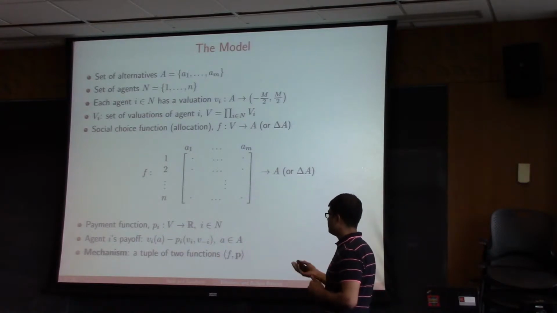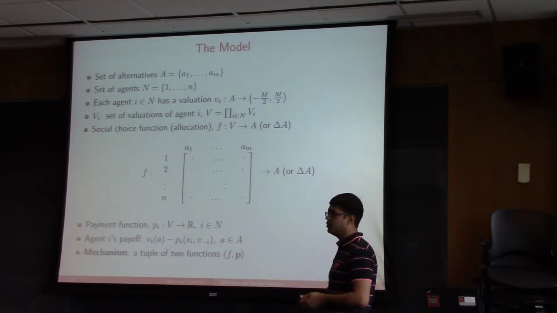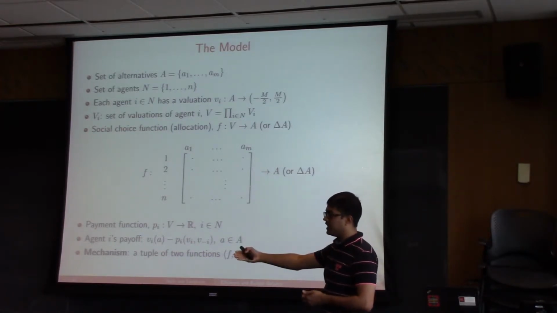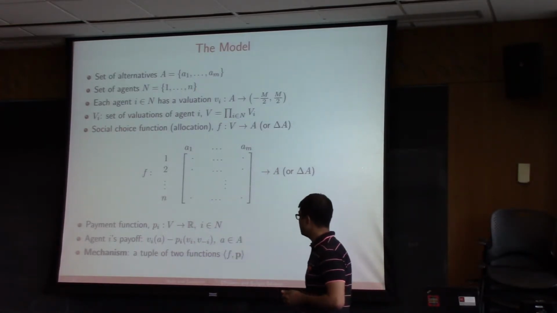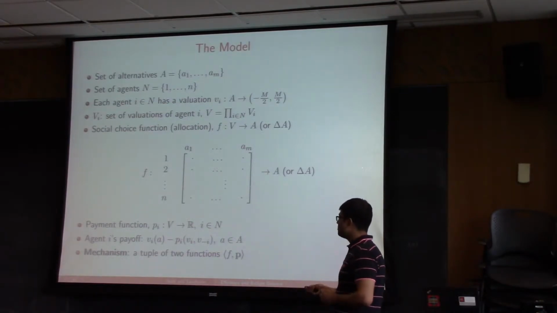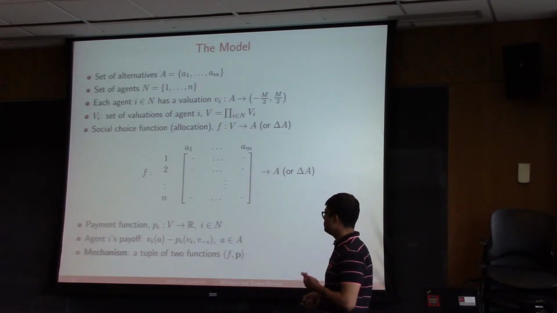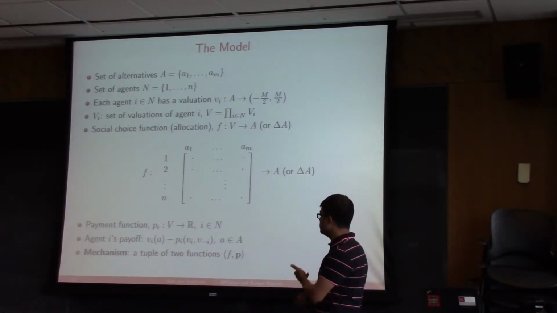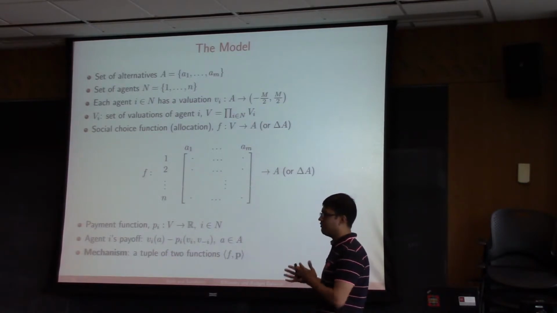Now the payment function is a mapping from the valuation profiles to the set of real numbers. Notice that the numbers can be positive or negative, which means a positive payment means that I am asking the agent to make a payment. Negative means the mechanism designer is paying the agent. And each agent's payoff is just the valuation minus the payment. That's a quasi-linear setting. And by mechanism, we'll refer to the tuple of these two functions f and p.